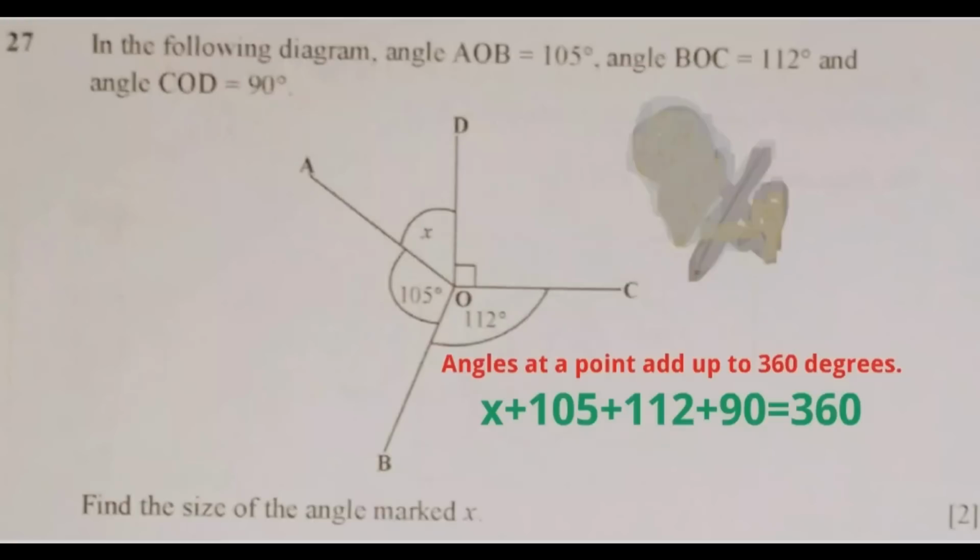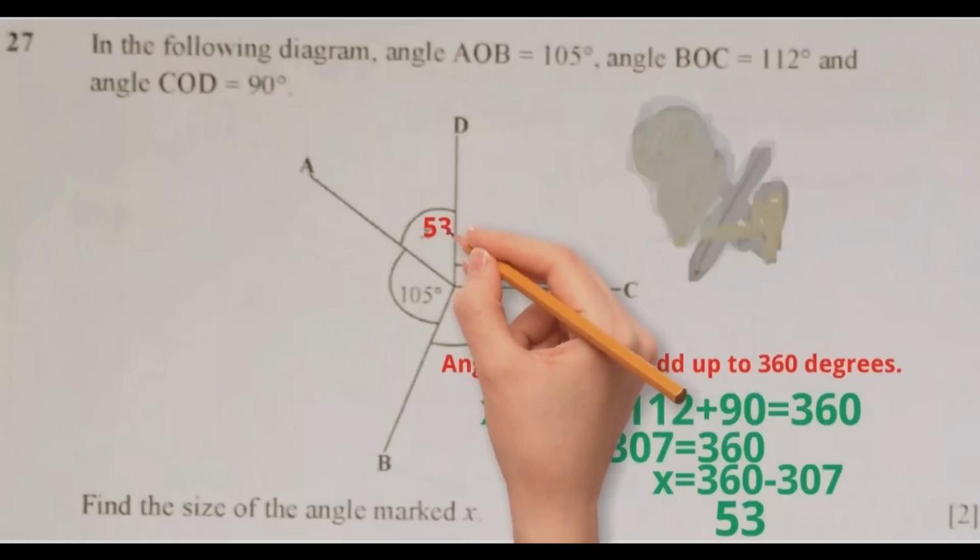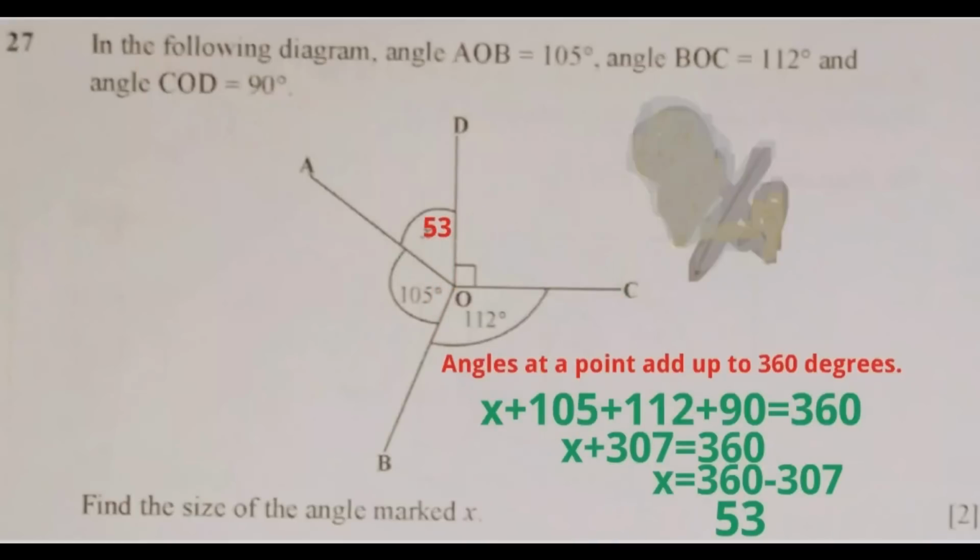Then we come up with an expression which is X plus 307 degrees is equal to 360 degrees. Putting like terms together, X is equal to 360 degrees minus 307 degrees. What is the difference of 360 degrees and 307 degrees? The difference is 53 degrees. Therefore, X is equal to 53 degrees. So basically, that is the answer.